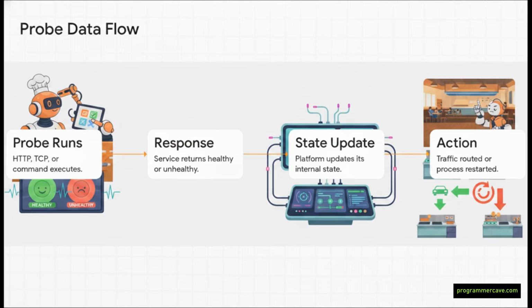Look at the flow here. Whether it's an HTTP endpoint or a TCP check, the method honestly doesn't matter nearly as much as the underlying semantics. First, the probe runs. Second, the service responds, either healthy or unhealthy. Third, the orchestration platform instantly updates its state. And finally, the platform makes a critical decision. Traffic is routed, it's withheld, or the entire process is forcefully restarted, based entirely on the truth of those signals.